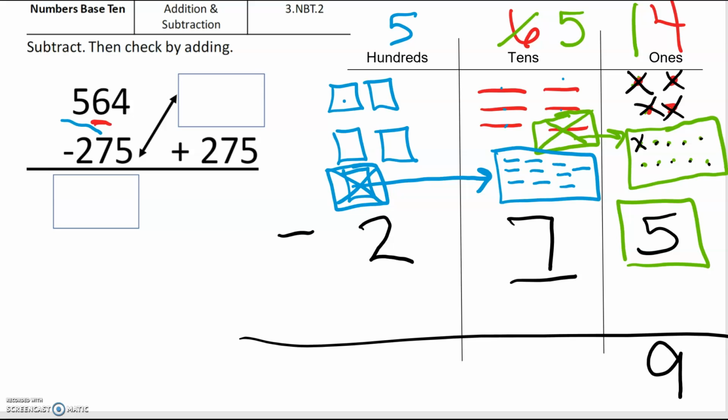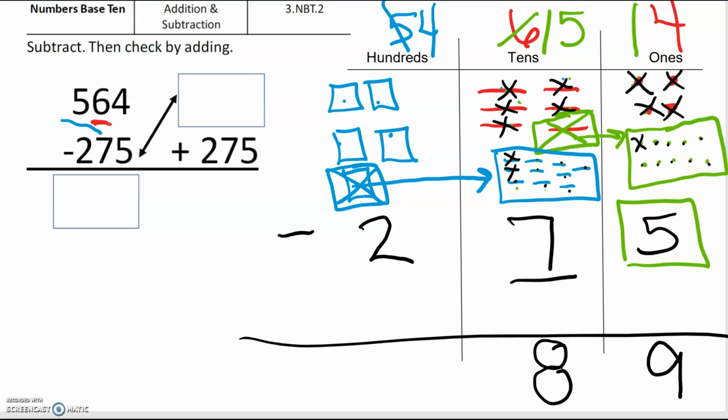That leaves me here with 1, 2, 3, 4. That leaves me with only 4 hundreds. But I have a whole bunch more tens to work with. 1, 2, 3, 4, 5, 6, 7, 8, 9, 10, 11, 12, 13, 14, 15. That leaves me with 15 tens. Now I can take away my 7 tens. 1 ten, 2, 3, 4, 5, 6, 7 tens have been taken away, leaving me with 1, 2, 3, 4, 5, 6, 7, 8. That leaves me with 8.